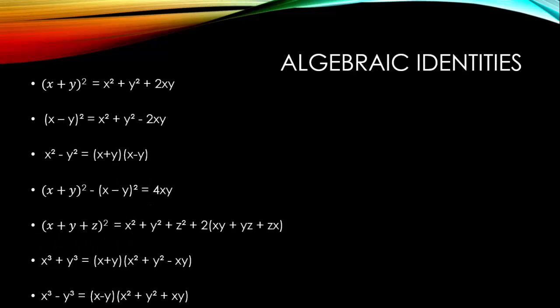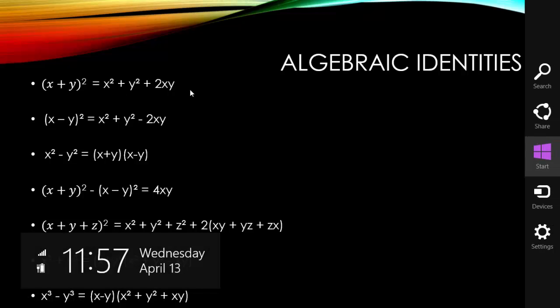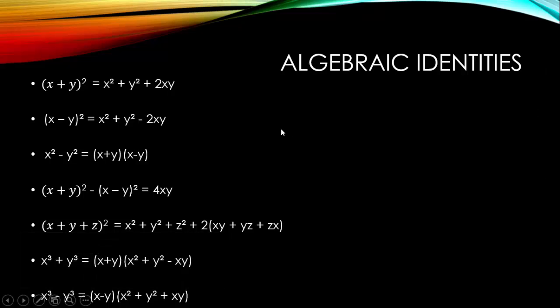Let us look at very useful algebraic identities. These can be useful in simplifying and solving a lot of questions. So x plus y whole square is equal to x square plus y square plus 2xy. X minus y whole square is equal to x square plus y square minus 2xy. X square minus y square is equal to x plus y into x minus y. X plus y whole square minus x minus y whole square is equal to 4xy.